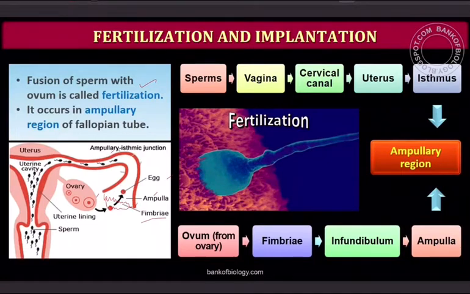As it travels, there is a particular place called the ampullary isthmic junction. That lies between the isthmus and ampulla. This is the ampullary region, this is the isthmus region. So this region is called the ampullary isthmus junction. What is the significance of this? This is the region where the sperm, the fastest sperm, will meet the functional ovum. So fertilization takes place. Where does the fertilization take place? It is in the ampullary isthmus junction of the fallopian tube.